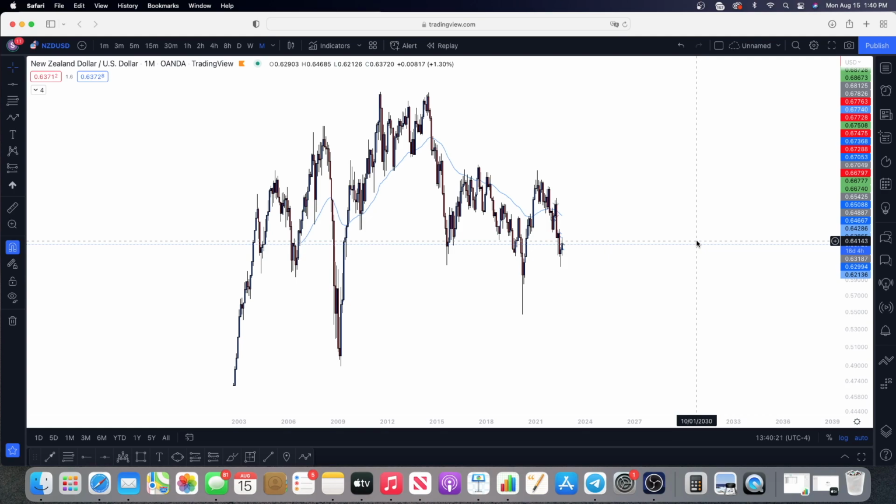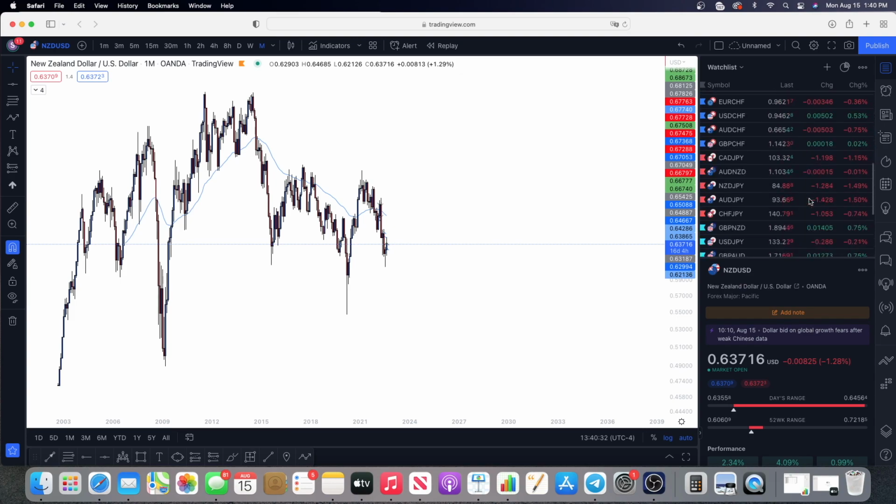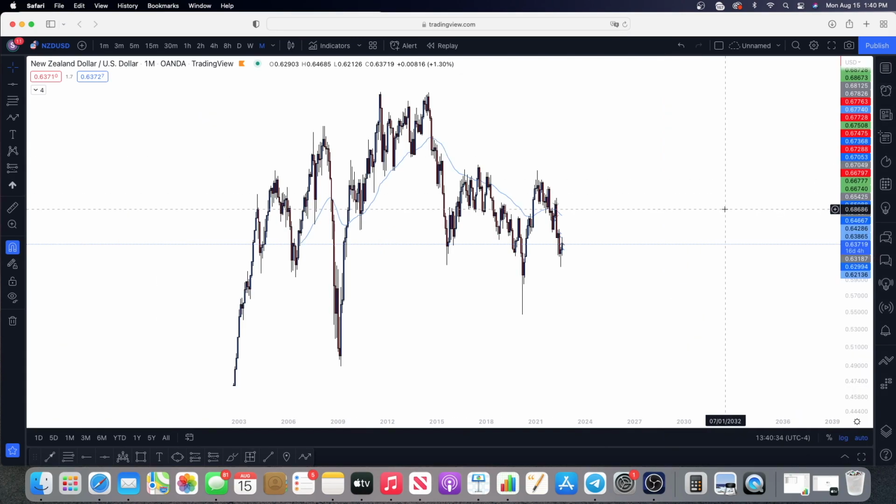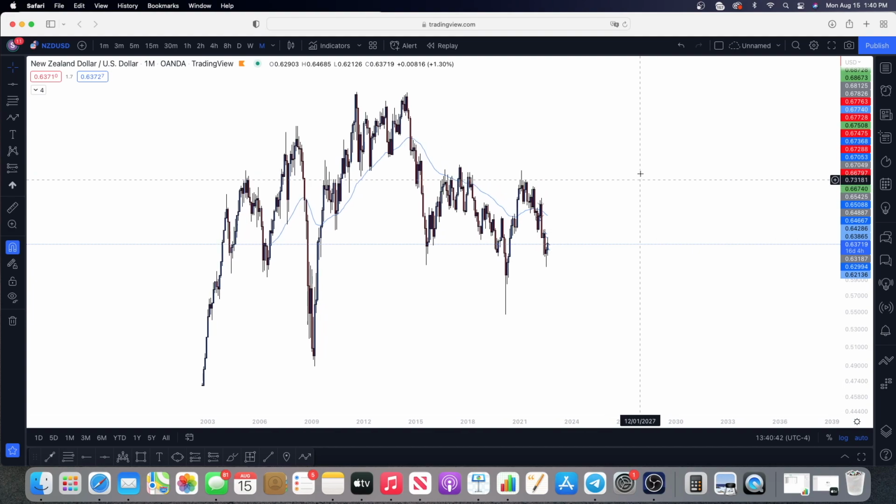Alright, cool. So the first thing you're going to need whenever you're marking up your charts is to choose any pair that you like. I trade almost every forex pair, so you can take a look over here. I basically trade all of these. Today we're just going to focus on NZD/USD. So you log into TradingView and start with a clean chart, so basically delete everything.